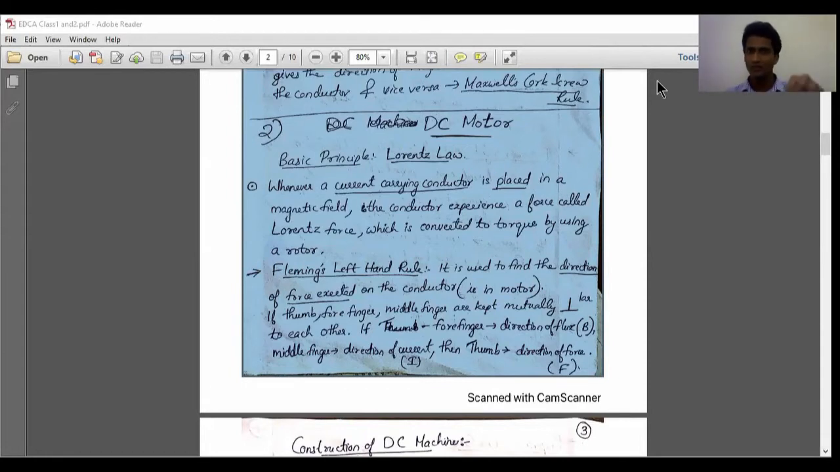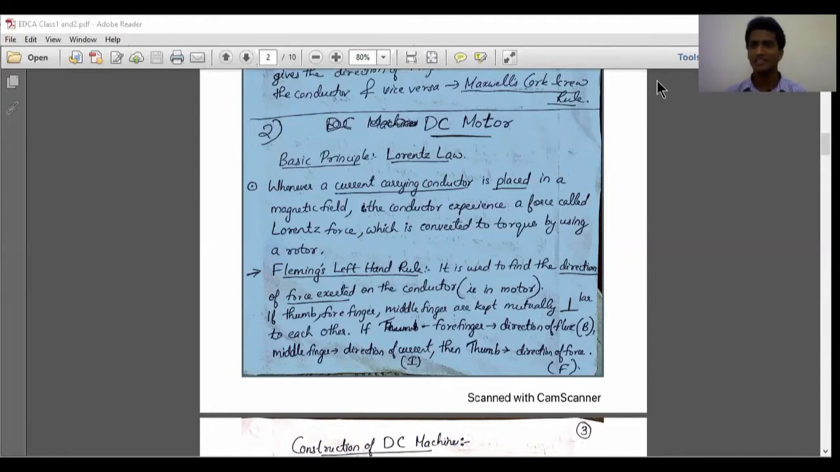Clear? So again, as we know, whenever a current is flowing through a conductor, a magnetic field will be produced around the conductor. So already we have a main magnetic field in which we are keeping my current carrying conductor. Now the current carrying conductor itself has a magnetic field, and that magnetic field will act upon my main magnetic field to produce a force that is experienced by my conductor, and that force is called Lorentz force. It is the basic principle of DC motor and it's called Lorentz law.